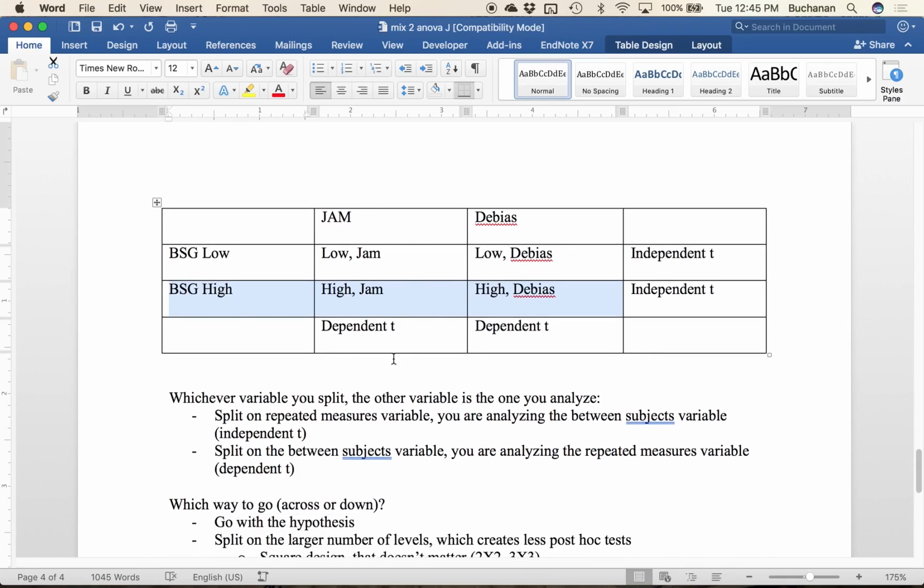Now, if I wanted to do it the other way, what I would do is create myself a jam Excel file, and then I'd run this dependent t, and then a debias Excel file, and I'd run that dependent t. This way, we don't actually have to create any separate files because BSG low and high are already separate variables. That only works because I have only 2 levels. If I had 3 levels, we would have to do something else.